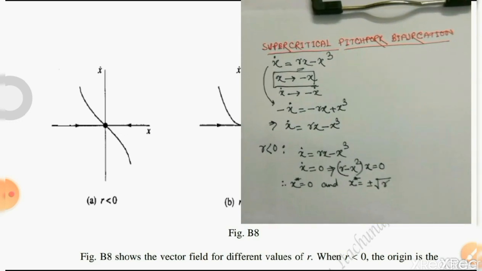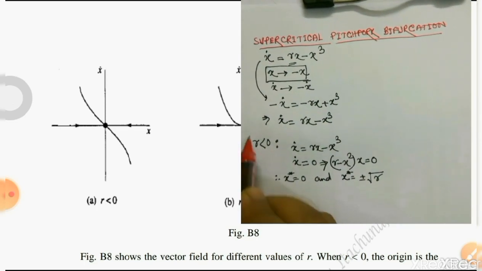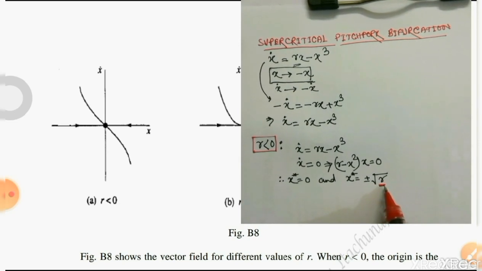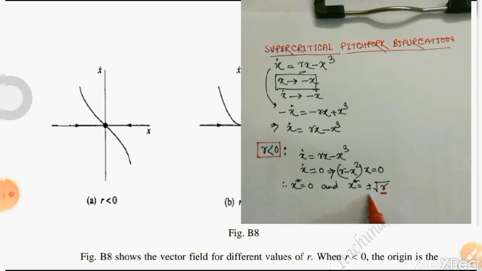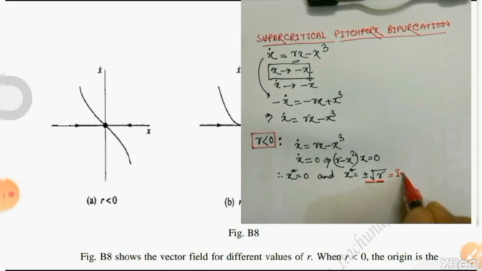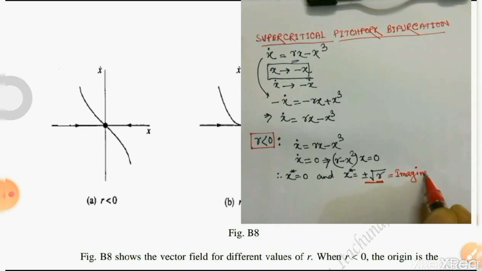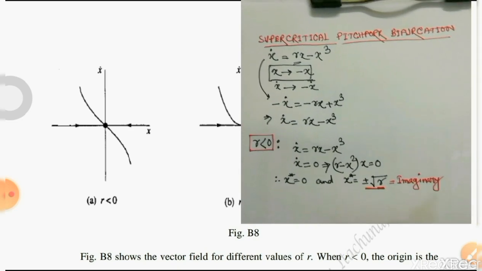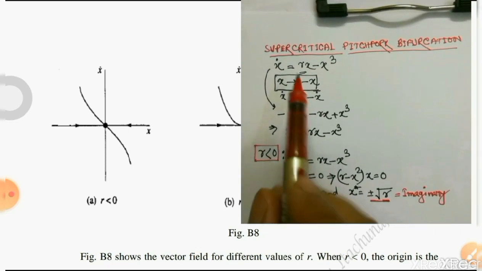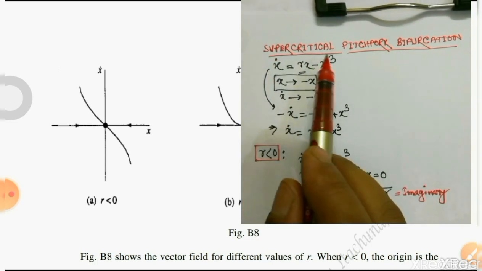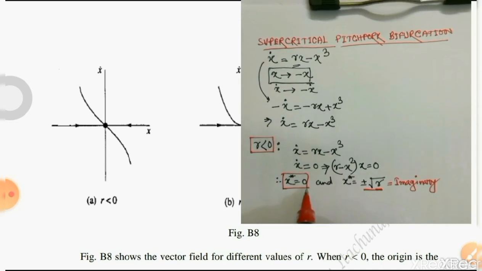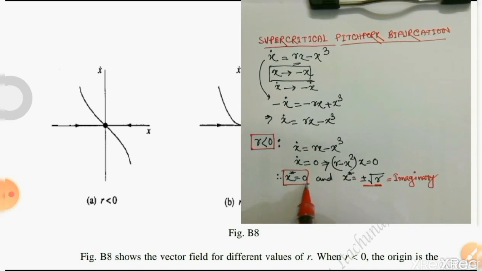Now, our condition is r less than 0. So, if we put r less than 0 in this equation, then this value becomes an imaginary number. So, for r less than 0 and for supercritical bifurcation, we will have only one fixed point which is at the origin, that is at x equal to 0.